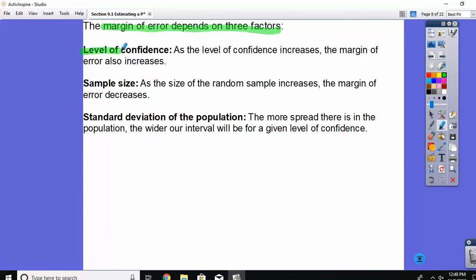So this slide's kind of up to you how much of this you want to write down. Basically, your margin of error depends on the level of confidence. We kind of talked about that in the last one. The higher the level of confidence, the bigger the margin of error. The sample size: as the sample increases, margin of error decreases. And standard deviation: the higher the standard deviation, the bigger the margin of error.